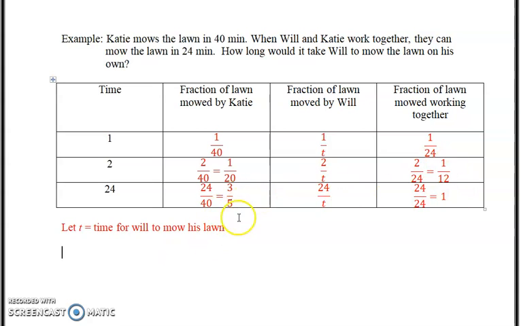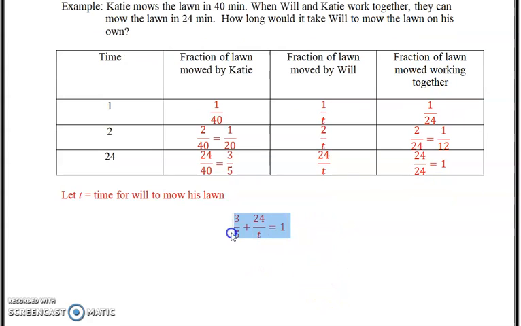So it's just going to be 3/5 plus 24 over however long it's going to take Will, and that whole thing is going to be equal to 1. And that is it. So you're probably looking at it and saying, what's the common denominator? If you said the common denominator is 5t, you would be correct.